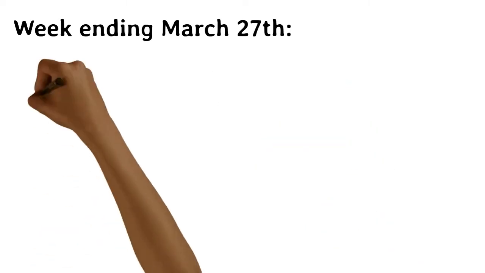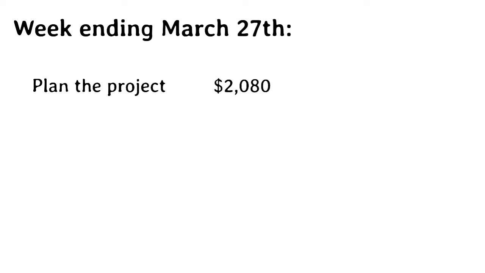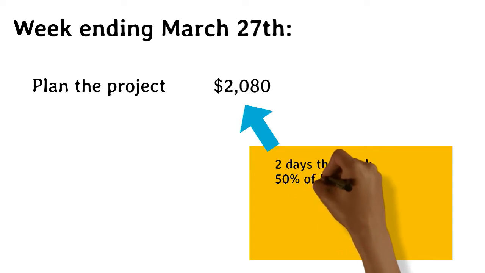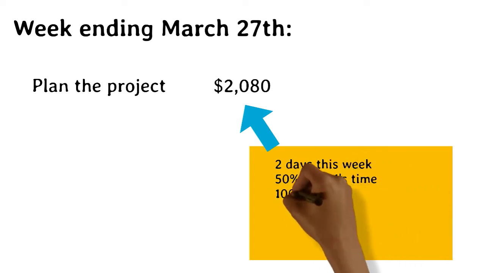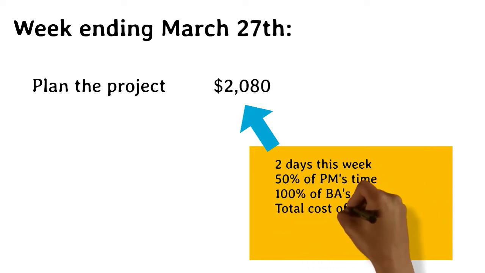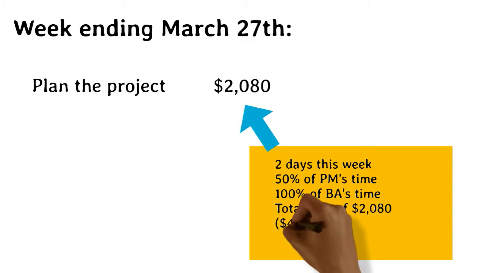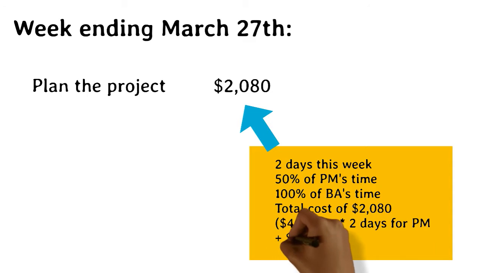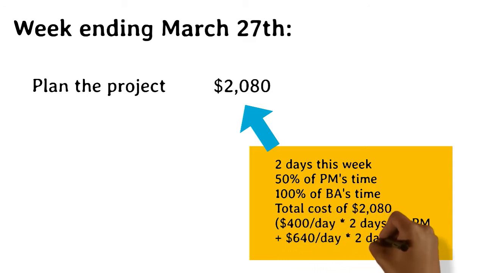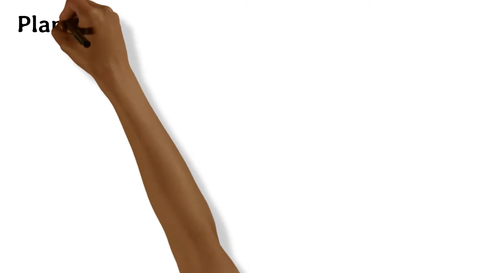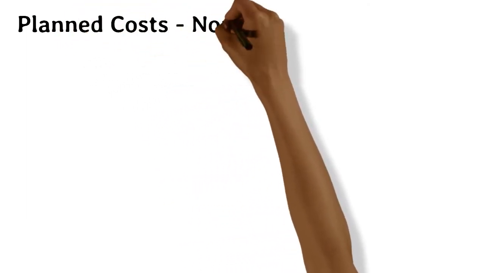The first 2 days of the Plan the Project activity is also planned to start during this week. There are 2 resources assigned to this activity, 50% of the project manager's and 100% of the business analyst's time. This results in a total planned cost of $2,080, $400 per day times 2 days for the project manager, plus $640 per day times 2 for the business analyst. Sophie continues to calculate the planned cost for each of the remaining 7 weeks of the project schedule.